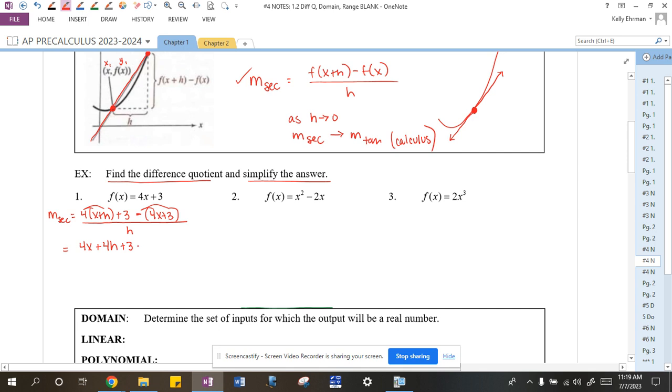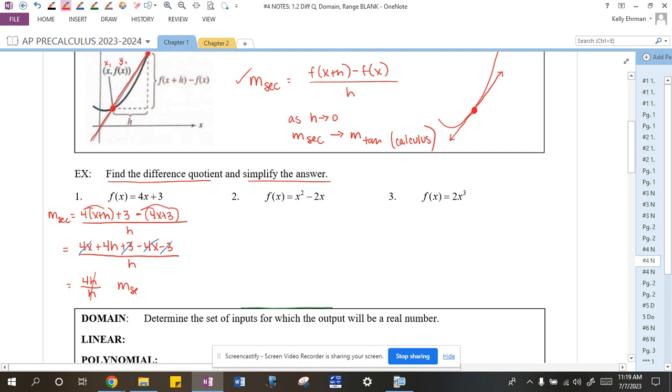Distribute the negative through: minus 4x minus 3, all divided by h. Again, if you've done the math correctly, if you've properly plugged in x plus h and properly subtracted f of x, everything that doesn't have an h should cancel itself out. 4x minus 4x, positive 3 minus 3. I am just left with 4h divided by h, and that's good because I'm allowed to divide by h.